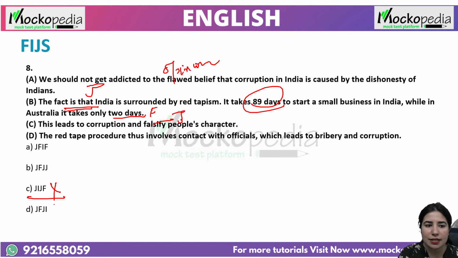तो यानी कि यहाँ से आप answer तक पहुंच गए हो, but still to be sure that you're picking up the right answer and sorting the concepts rightly, we can take a look at D. The red tape procedure, this does, again you can see it's a conclusion that you're trying to draw. तो ये conclusion draw कर रहे हो तो inference हो जाएगा. Thus involves contact with officials which leads to bribery and corruption. So definitely we can call it to be an inference statement. So D will be the right answer, right?